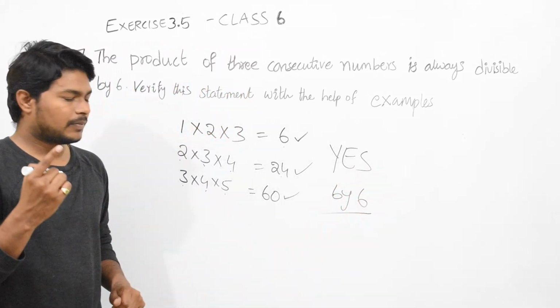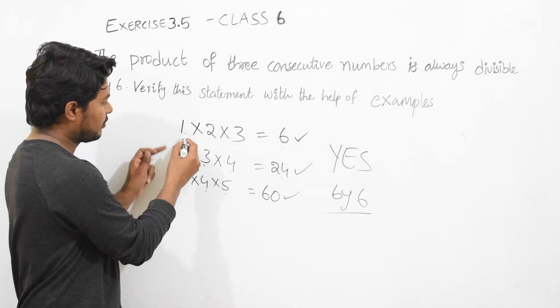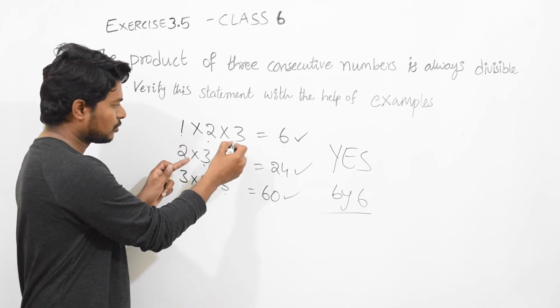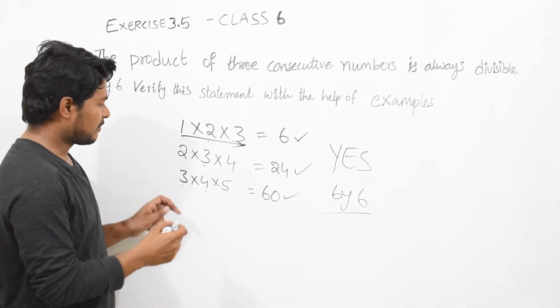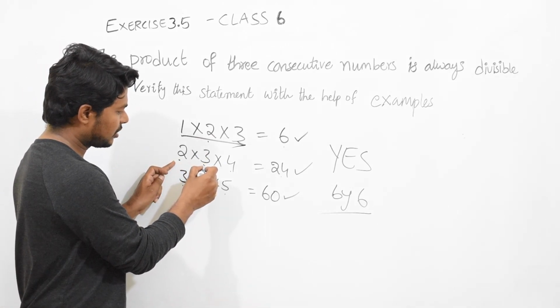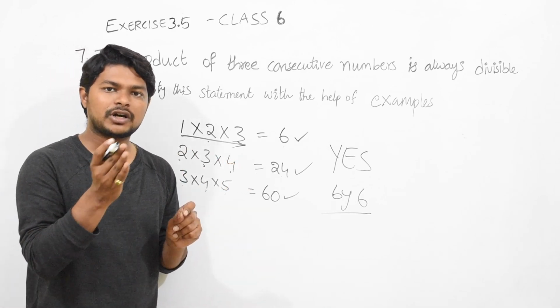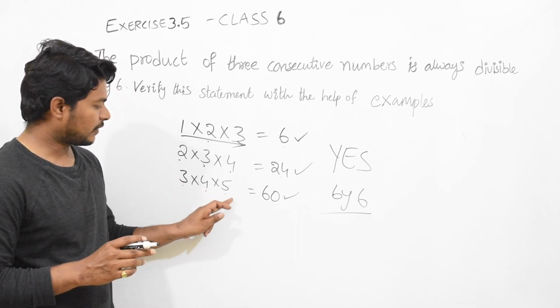Okay? But the necessary condition is they should be consecutive. Consecutive means 1, right after 1, 2 should come. After 2, 3 should come. They should come in a consecutive manner. Likewise, 2 into 3, 3 into 4. These are consecutive. Consecutive means it should come right after the other: 3, then 4 after 3, 5 after 4.